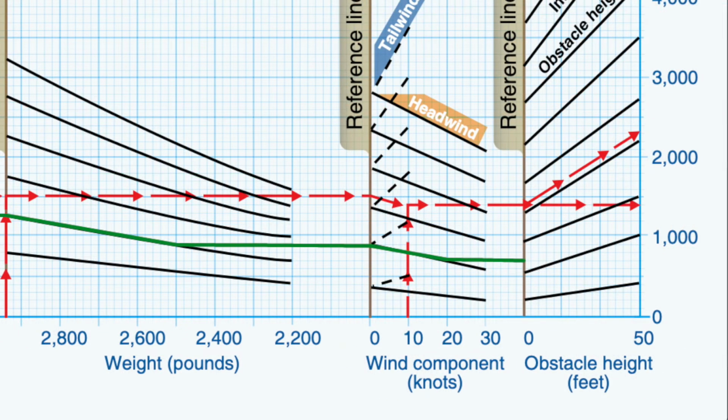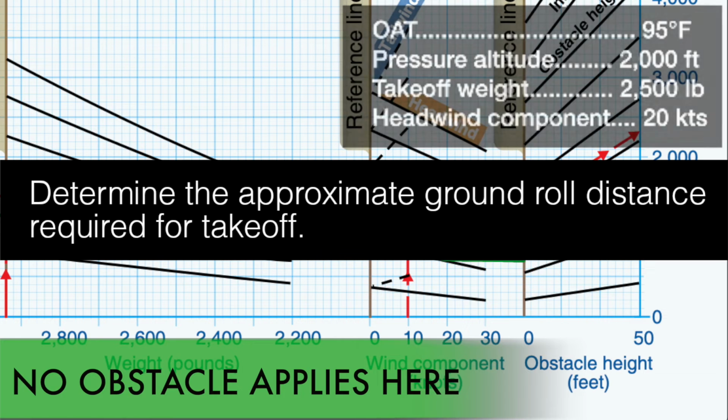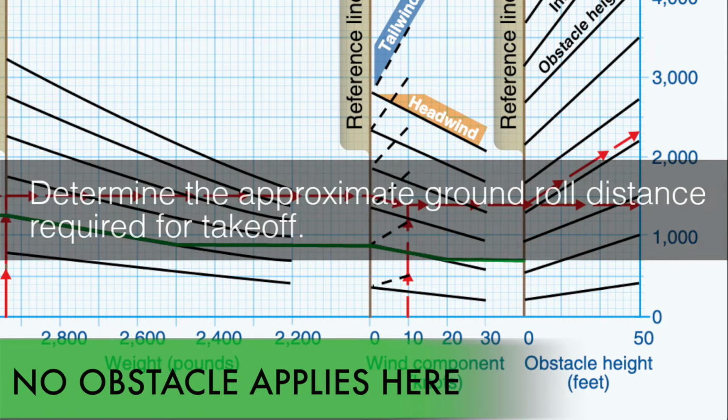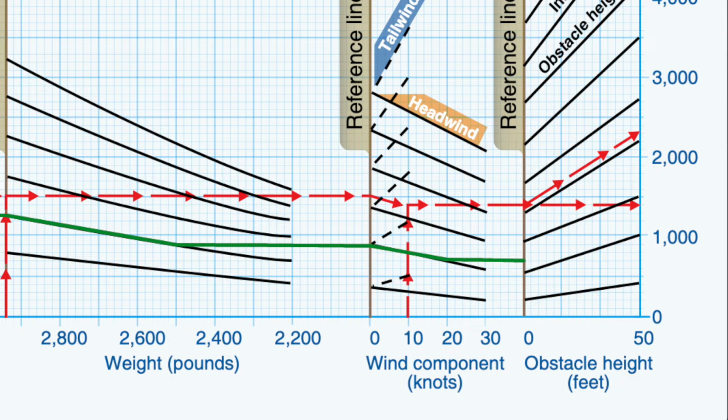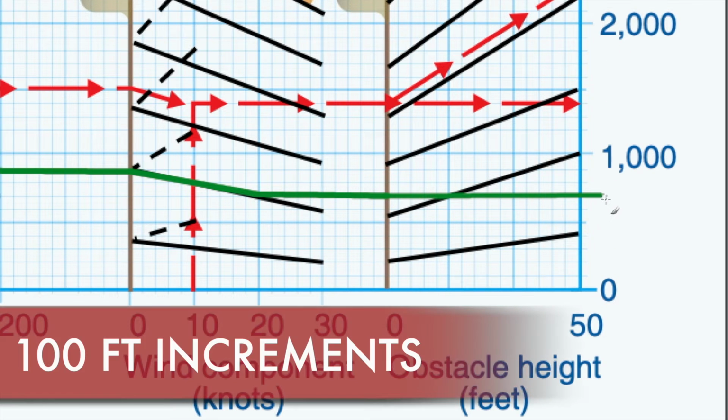Now we have arrived at the obstacle section. Looking back at the question, we will see that it is only asking for a ground roll distance, not a takeoff distance that includes clearing any possible obstacles. So this part of the section does not apply to what the question is asking for. When something does not apply, such as in this case, no obstacle involved, we would simply travel straight across from our last point all the way to the edge of the chart. Now we made it to the finish line and we will read our takeoff distance at this edge.